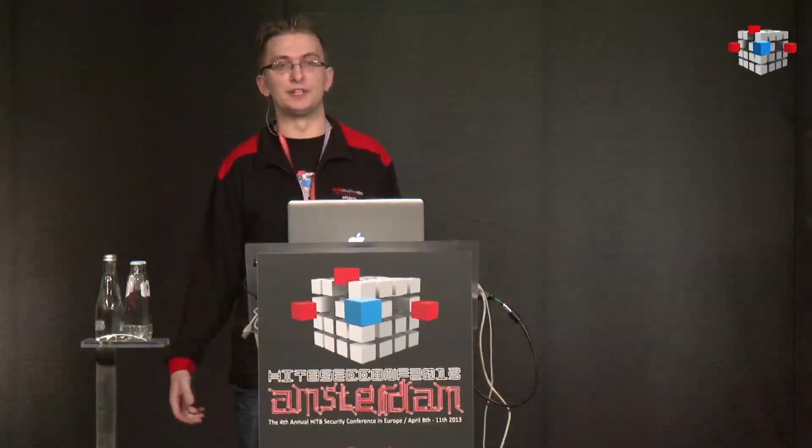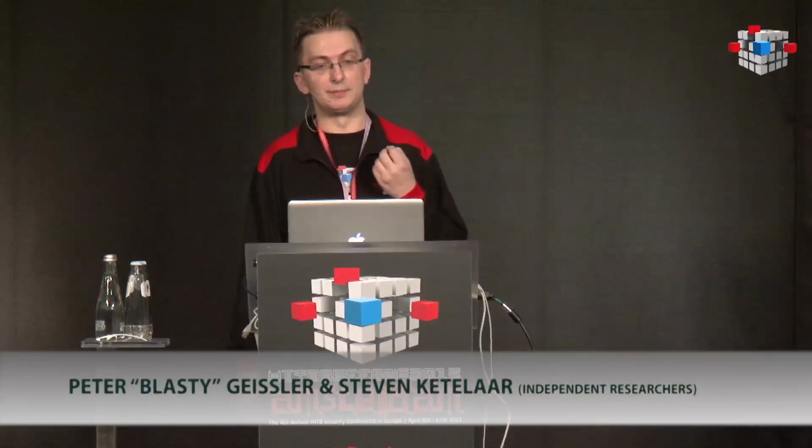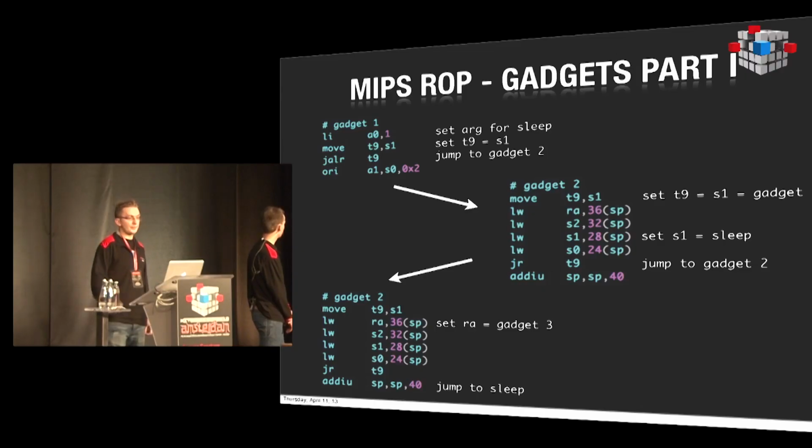So let's talk a bit about the gadgets we used and how creative we got. I mean, there's multiple routes to success, and this is probably not the easiest or cleanest way, but it worked for us as MIPS newbies. So gadget 1 will set up the A0 register with 1, which is the argument for sleep. Then it will fill T9 with the contents of S1. And during the GDB screen in the slide earlier, you noticed that we controlled a bunch more registers as well, including S1. So we fill S1 with the address of gadget 2.